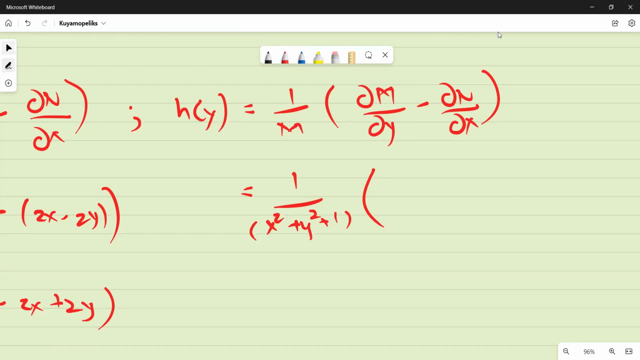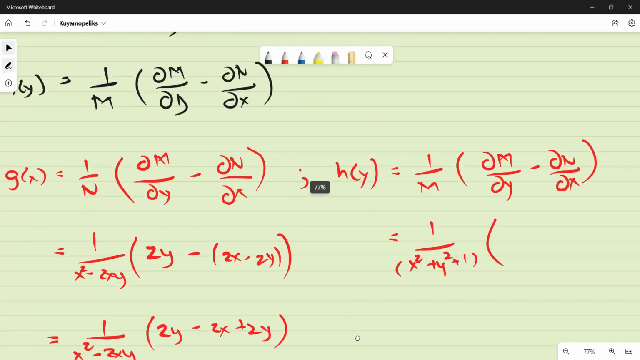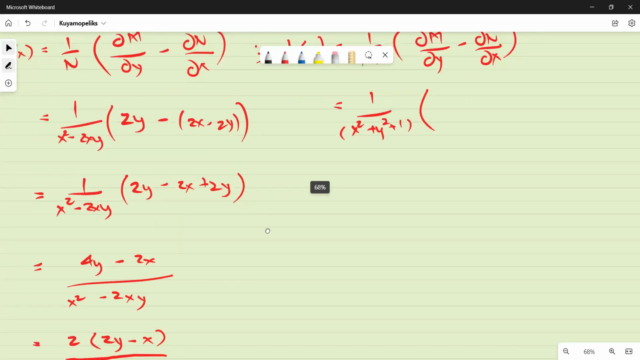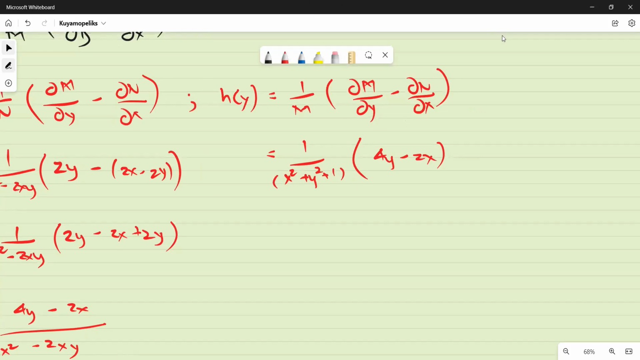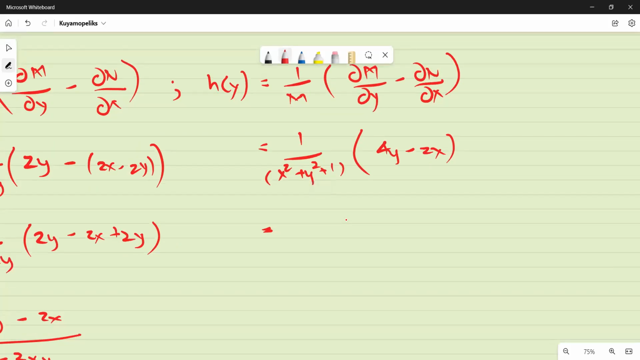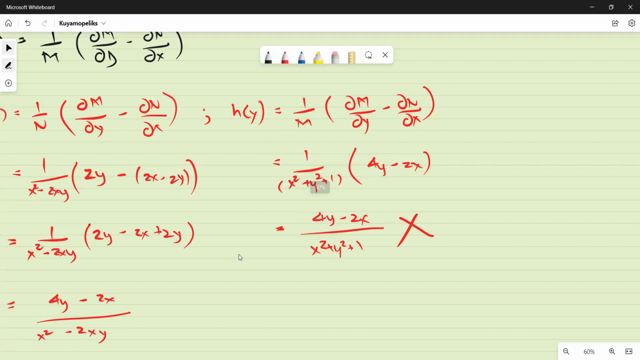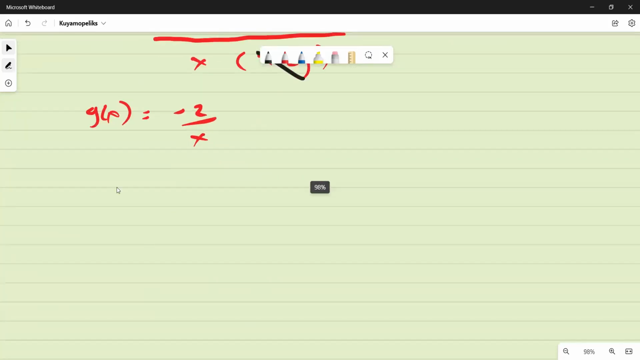Let's get the difference from the test for exactness. We already got that earlier and simplified it, so let's just use that, 4y minus 2x. Okay? And let's see if we can simplify this, but at first glance, we cannot anymore. We are finished with x squared plus y squared plus 1. So we cannot use h of y. What we will use for our integrating factor is definitely our g of x.